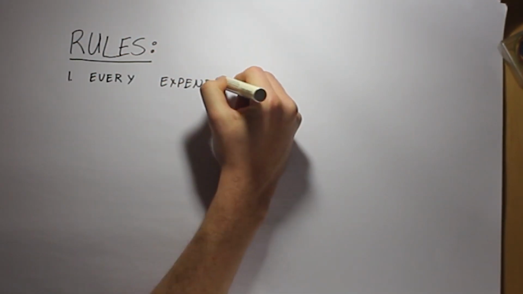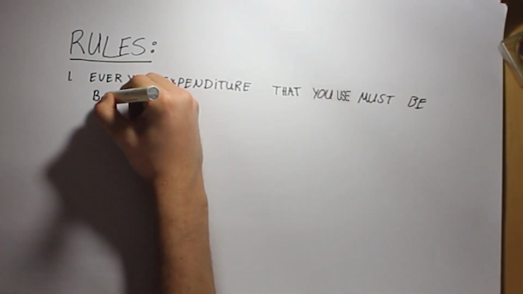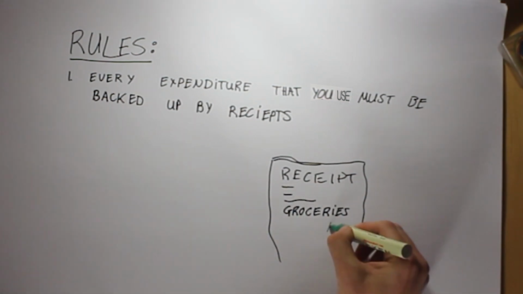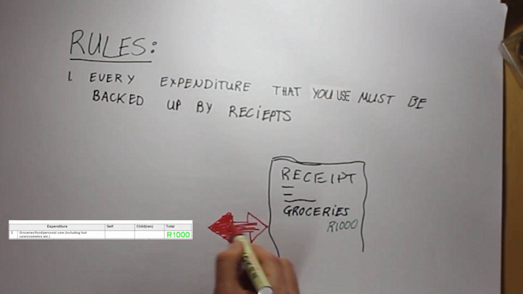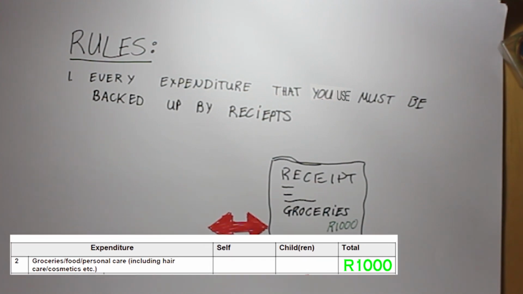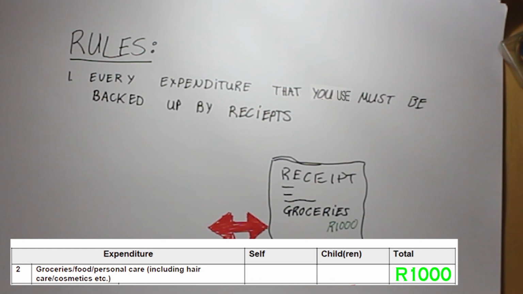The first rule is that every expenditure that you use must be backed up by receipts. As you can see from the illustration below, 1,000 Rand was stipulated on the groceries receipt, and that matches the 1,000 Rand used on the maintenance apply sheet.